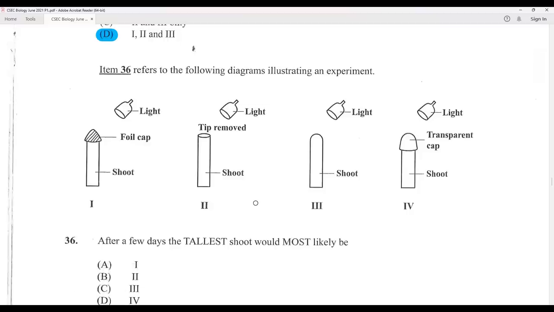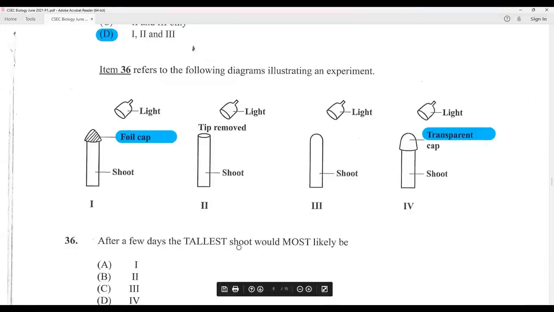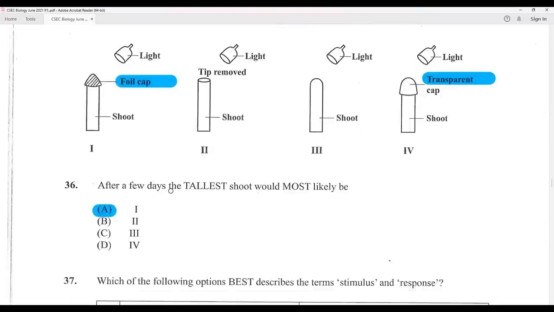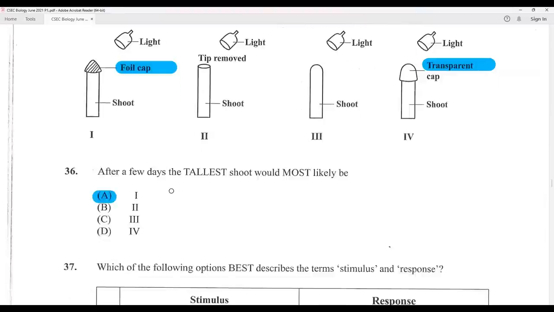Item 36 refers to the following diagrams illustrating an experiment. We notice these experiments and the changes are coming at the tip. What is happening at the tip? After a few days, the tallest shoot would most likely be 1 because it has a foil cap, so no light is affecting it. The tip will elongate because a hormone is released that causes cell division on the tip. That hormone is auxin, and it elongates cells.